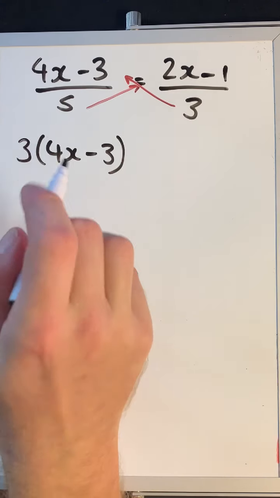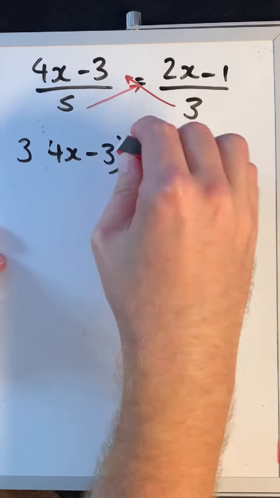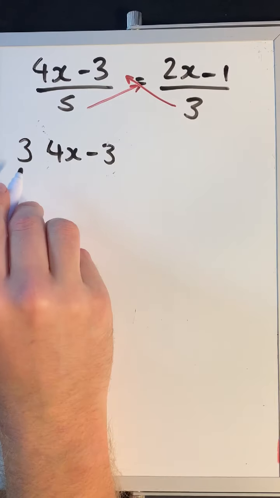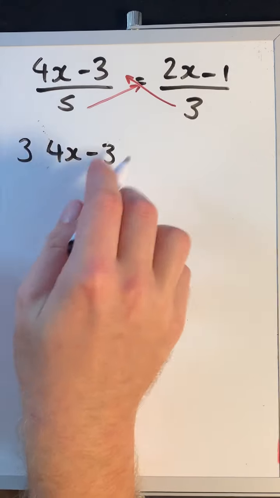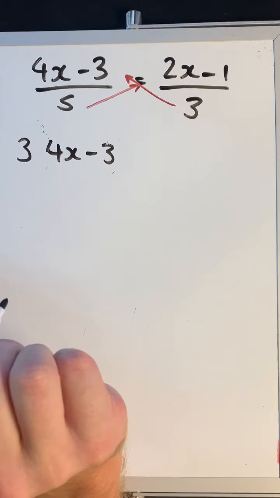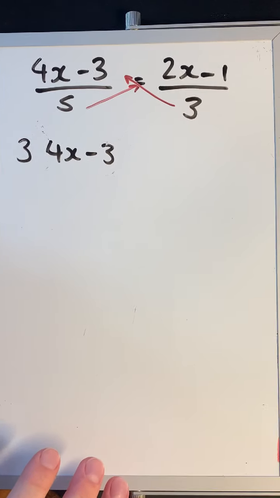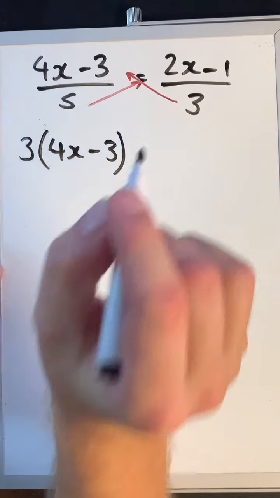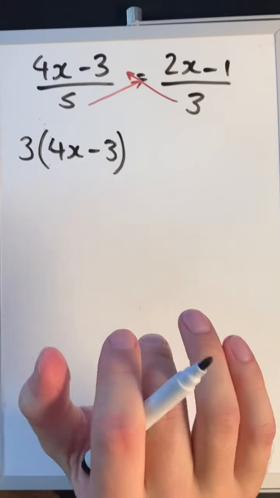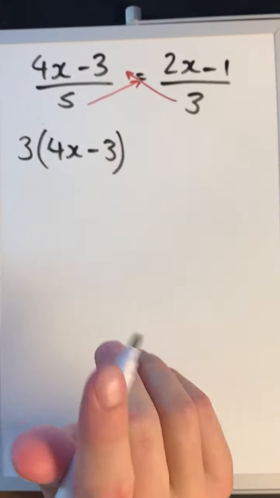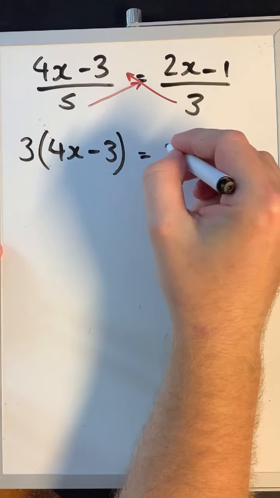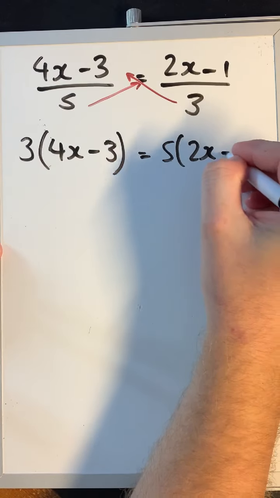Very important that you use brackets. A common mistake I see is people leaving brackets out, and then doing 3 times 4x, which is fine, but then they forget to multiply the 3 by the minus 3. So brackets, very important. You can't overuse brackets. Put them in wherever you can. Right, take this 5 to the top right.